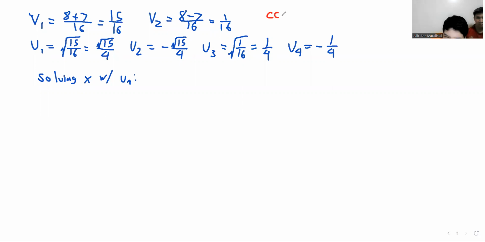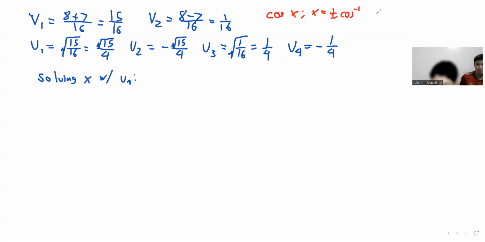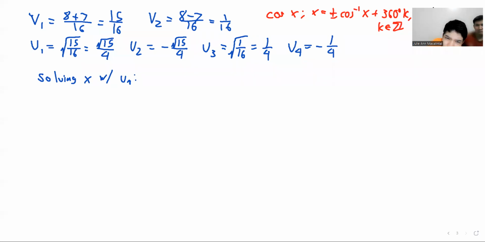For every cosine x equals plus minus cosine inverse x plus 360 degrees k, for k is an integer. It's an element of the set of integers, or blackboard bold Z. Put this down. Yes.